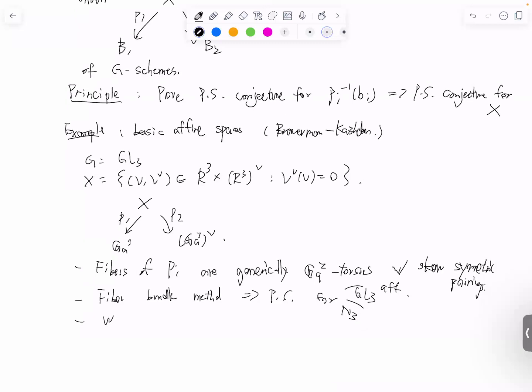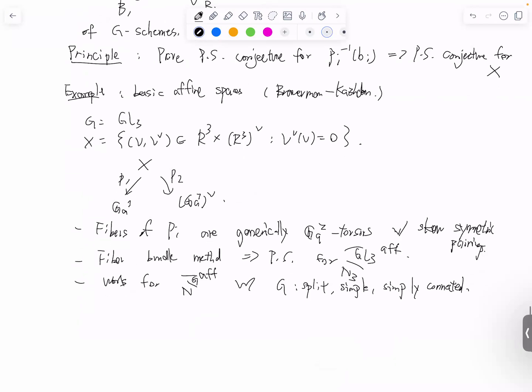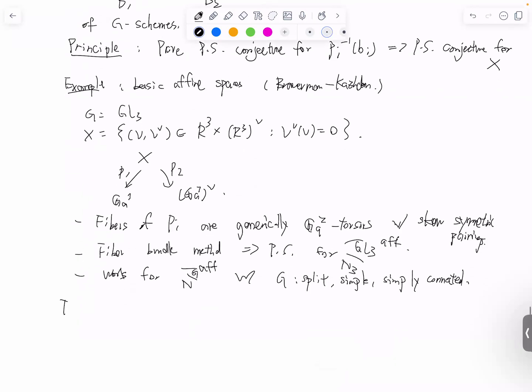And this should also work for the affine closure of G over N, with G split simply connected and N a maximal unipotent. So this is a guiding example. So we can then try to apply the fiber bundle method to the case at hand.